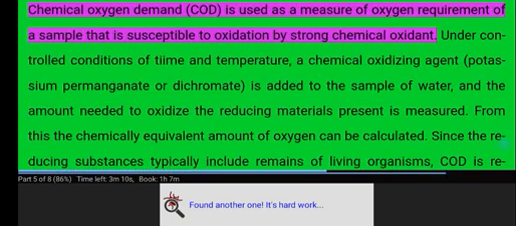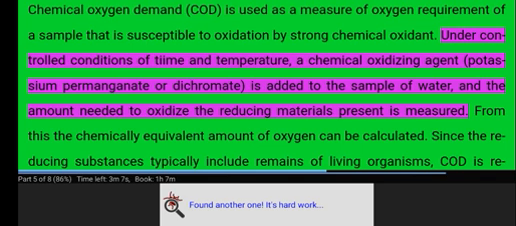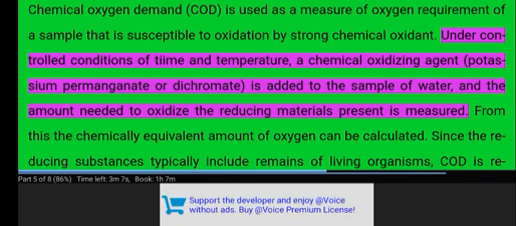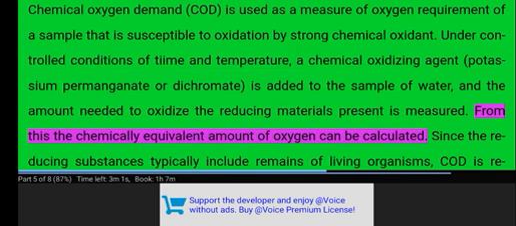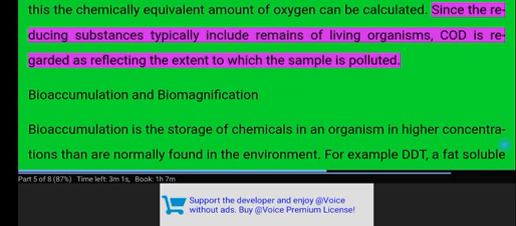Chemical oxygen demand (COD) is used as a measure of the oxygen requirement of a sample that is susceptible to oxidation by strong chemical oxidant. Under controlled conditions of time and temperature, a chemical oxidizing agent, potassium permanganate or dichromate, is added to the sample of water, and the amount needed to oxidize the reducing materials present is measured. From this, the chemically equivalent amount of oxygen can be calculated. Since the reducing substances typically include remains of living organisms, COD is regarded as reflecting the extent to which the sample is polluted.